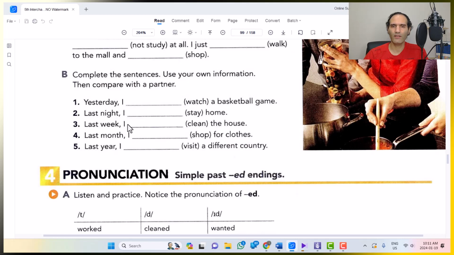Last week I cleaned the house. I didn't clean the house. Last month I shopped for clothes. I didn't shop for clothes. And last year I visited a different country, or I didn't visit a different country.